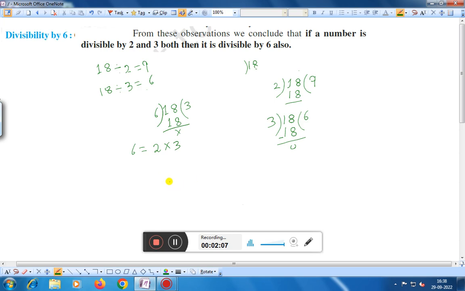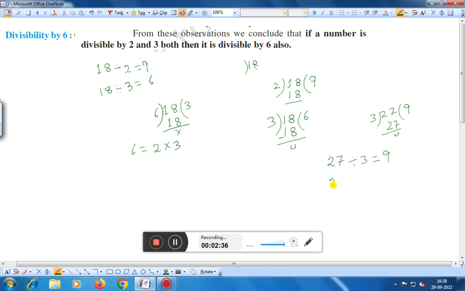Let us take another example. For example, the number is 27. Now, if we divide 27 by 3, we are getting 3 9s are 27, remainder 0. That is, it is divisible by 3.